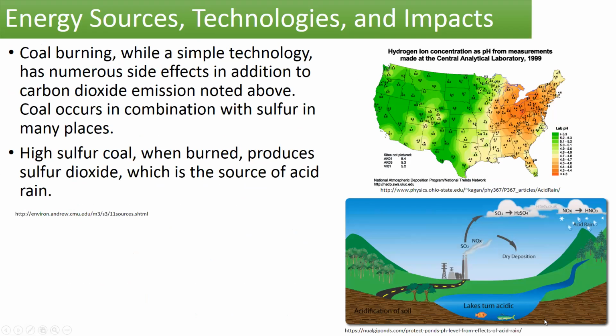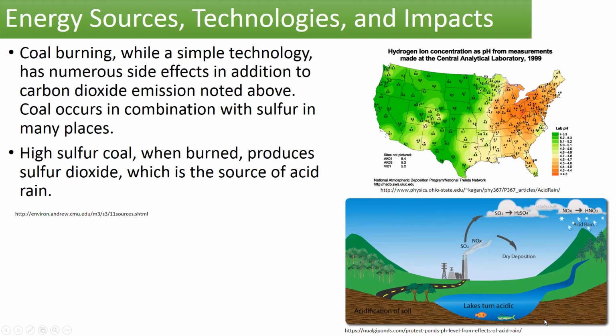When we talk about coal, coal has been another source of energy that has been used a lot and is still being used on planet Earth. But one of the issues in using this one is the carbon dioxide emissions. Coal occurs in combination with sulfur in many places. So high sulfur coal, when burned, produces sulfur dioxide, which is the source of acid rain.